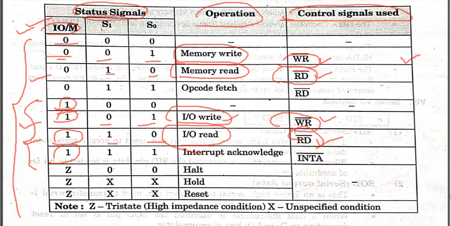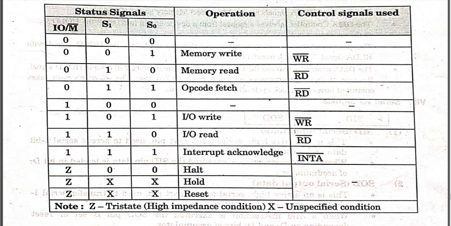Then after that, whenever IO/M bar is equal to 1 and S0 and S1 pins are both 1, there is an interrupt acknowledgement, which is also an active low signal. So INTA is the control signal used for it, which is one of the types of interrupt we have already studied. So these are the different status signals, their operation and the control used for them.